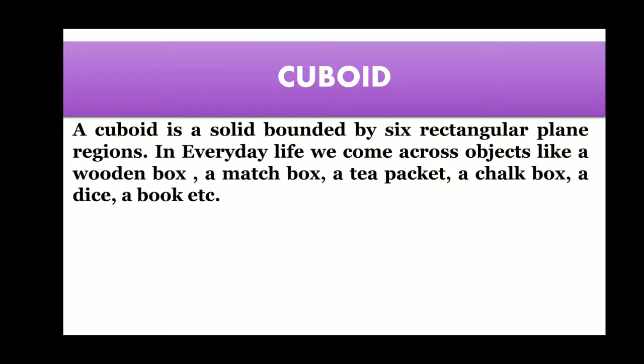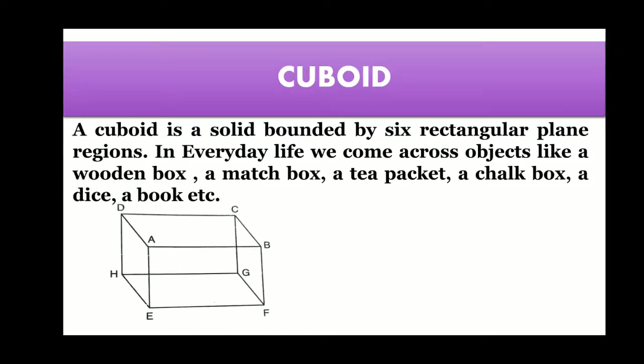Cuboid. A cuboid is a solid bounded by six rectangular plane regions. In everyday life, we come across objects like a wooden box, a matchbox, a tea packet, a chalk box, a dice, and a book, which are examples of a cuboid. Here you can see a 3D figure of the cuboid. A, B, C, D, E, F, G, H are the vertices of the cuboid, and it has six faces.